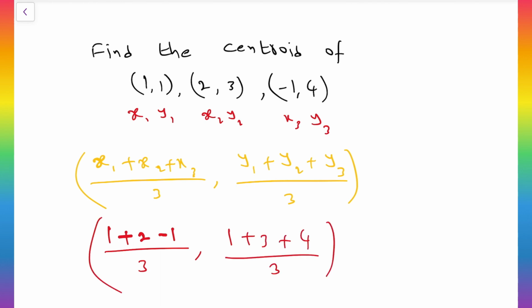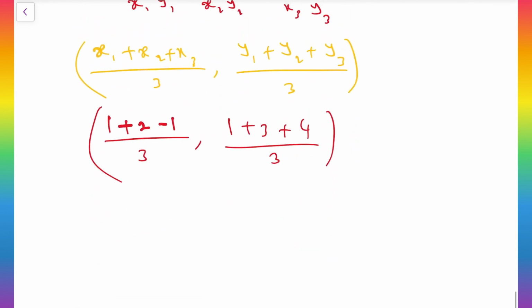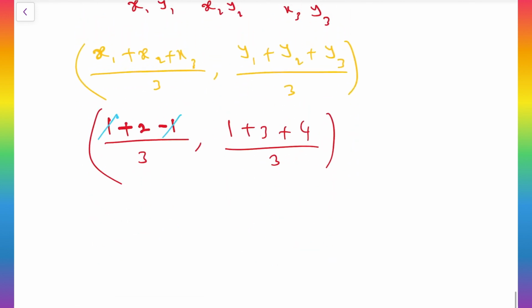Let us simplify this now. Plus 1 minus 1 cancel, then remains with 2 by 3 comma 1 plus 3 is 4, 4 plus 4 is 8, 8 by 3. So the centroid of the given points is 2 by 3 comma 8 by 3.